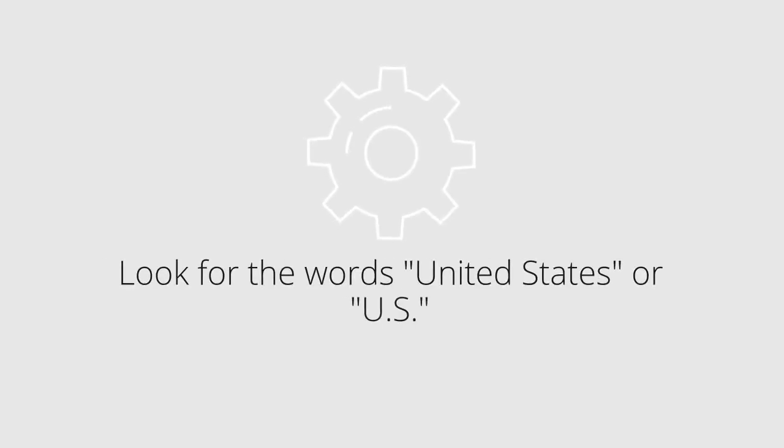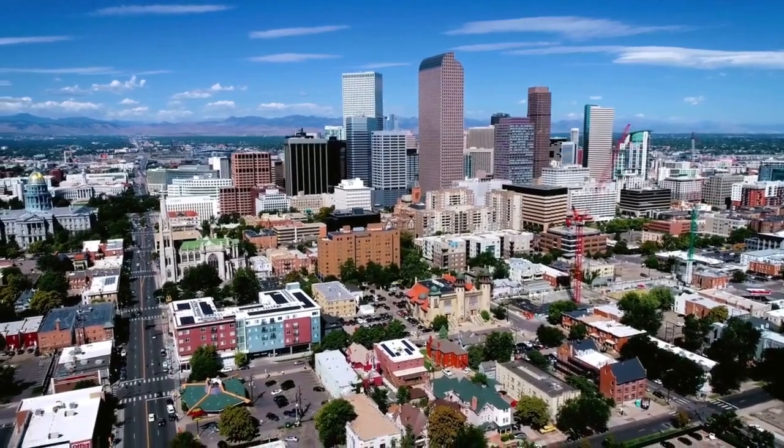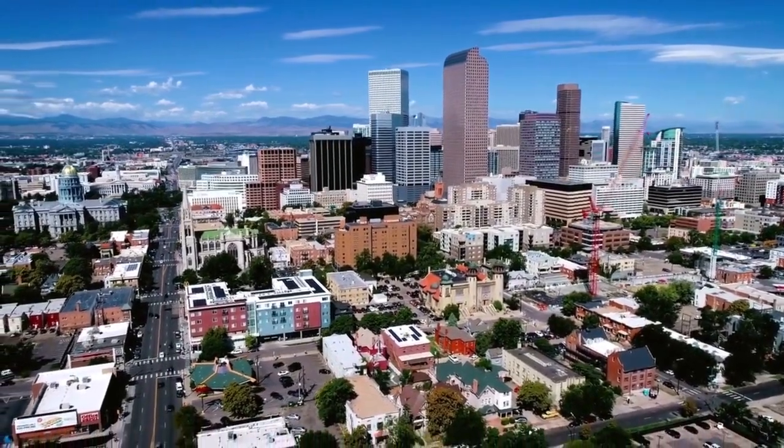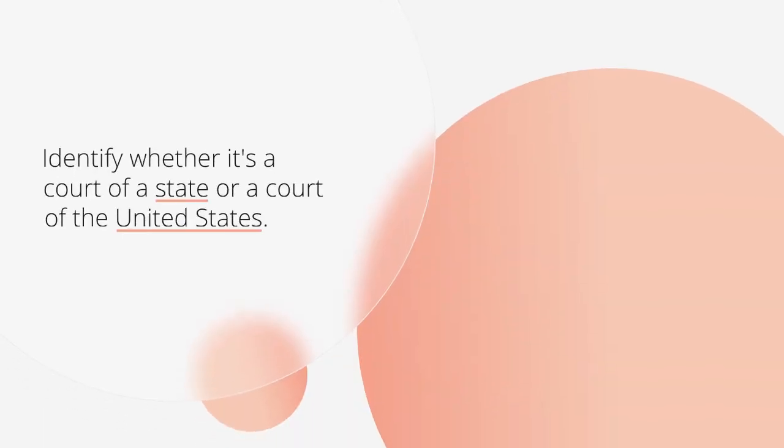Always look for the magic words, United States or US. If it's the U.S. District Court for the Northern District of Illinois, you know it's federal. If it's just the District Court of Denver County, it's a state court. The key is to identify whether it's a court of a state or a court of the United States.